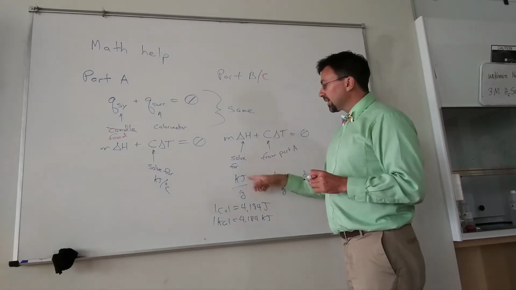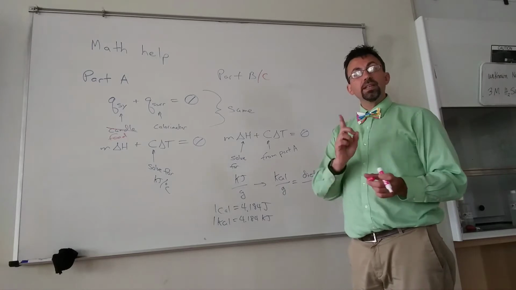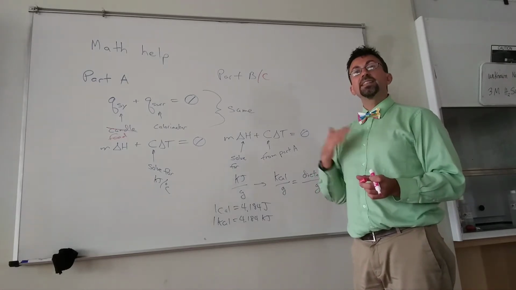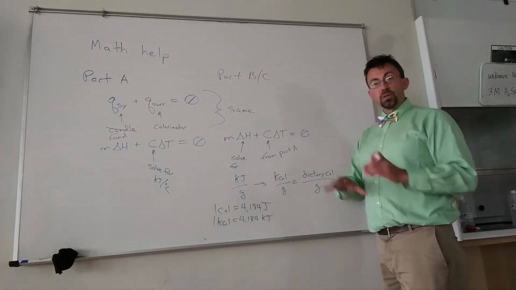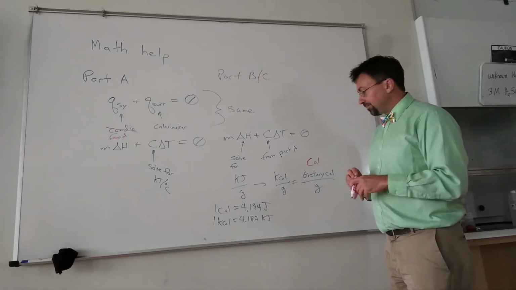And when you solve for that, you'll get kilojoules per gram, and you're going to need to convert that to kilocalories per gram. And remember, 1 kilocalorie is the same thing as a dietary calorie, or a Calorie with a big C that you'd see on a label, and that's what we use for our comparison.